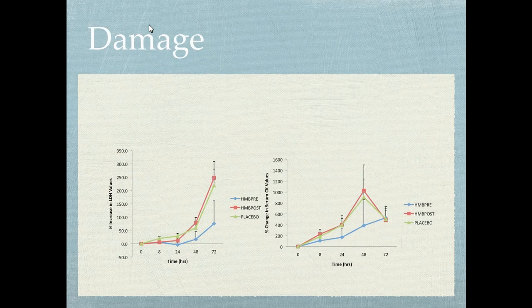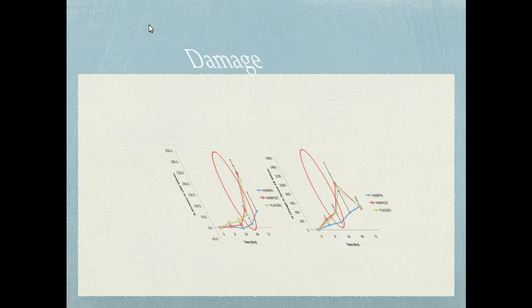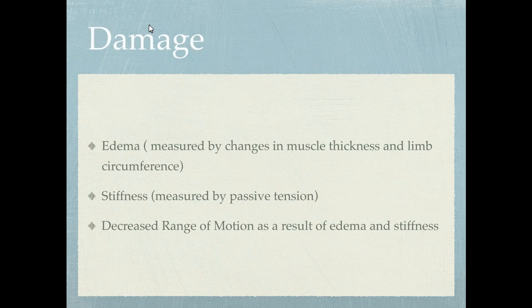And we can see that here, an increase in creatine kinase in the blood in our study. It peaks around 48 hours. And we also see lactate dehydrogenase, which is another intramuscular enzyme. Damage can also be looked at by edema, which is measured by change in muscle thickness and limb circumference. It can be measured by stiffness, which is measured by passive tension, as well as decreased range of motion as a result of edema.